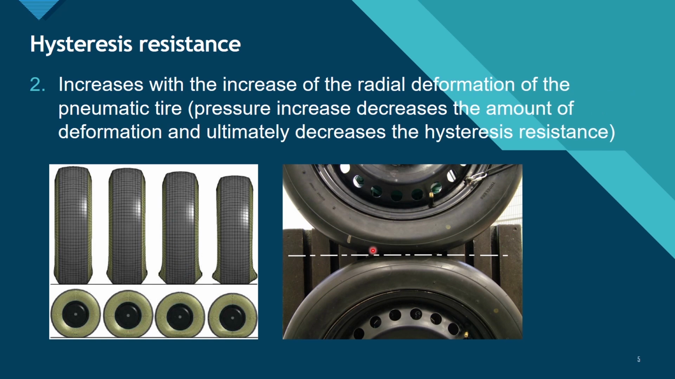The hysteresis resistance increases with the increase of radial deformation of the pneumatic tire. This means that if the tire is softer, in other words, more prone to deformation, that softer tire will have more hysteresis resistance. Of course, the softness or hardness of the pneumatic tires depends on the pressure inside of it. So a pressure increase inside of the tires will decrease the amount of deformation and ultimately decrease the hysteresis resistance. However, pressure inside of the tires is not the only factor. The materials that make up the rubber compound also determine the hardness of the tire.